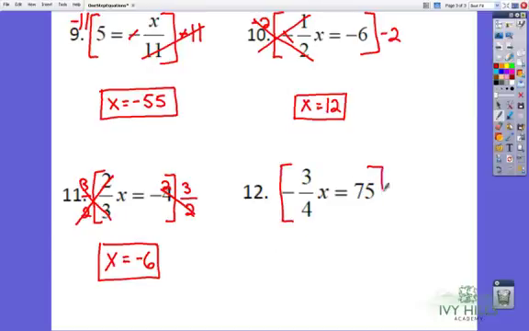And finally, number 12, I'll multiply both sides by the reciprocal of negative 3/4, which is negative 4/3, causing those to cross cancel. I have to multiply this side by negative 4/3 as well. Using some cross simplification, 75 divided by 3 is going to be 25, and 25 times negative 4 is negative 100.